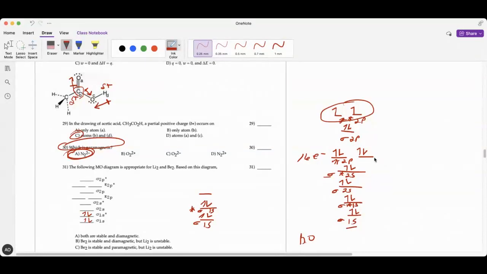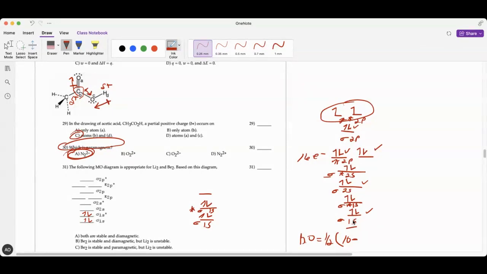So the ones that are starred, they're like anti-bonding? Yes. So in order to determine the bond order, that's going to be 1/2 times the number of electrons in bonding orbitals. So that'd be 2, 4, 6, 8, 10.